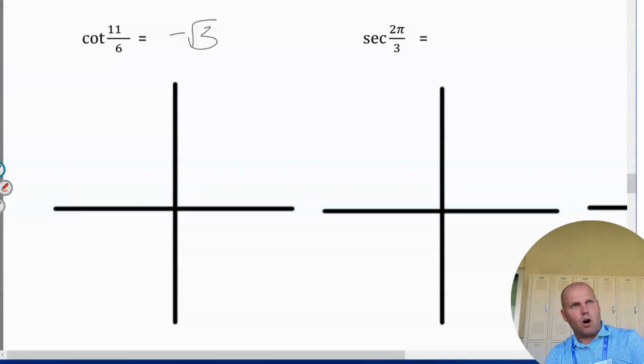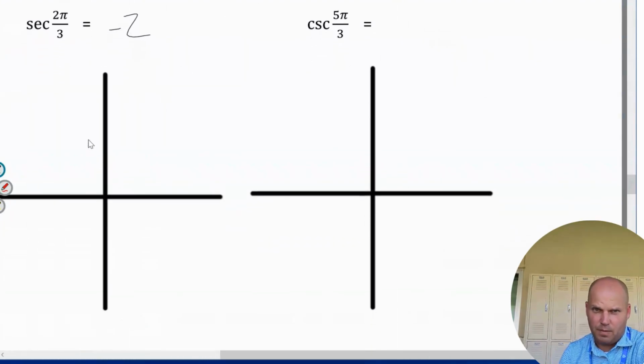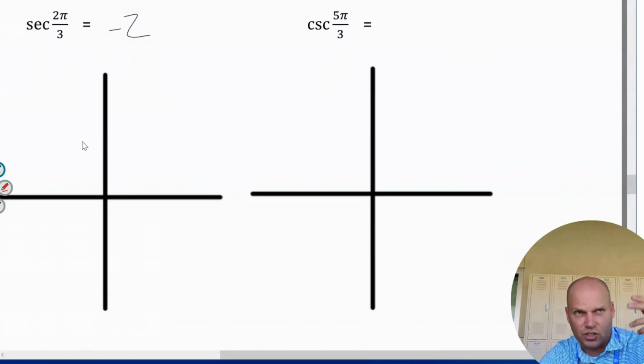2 pi over 3, I'm going to go all the way over to pi. I'm going to subtract a pi over 3. Secant's the reciprocal of cosine. Cosine is this negative a half because it's the tall one. Cosine's the shorter. So I'm going to flip that. I'm going to get negative 2. I literally have to do this in my brain if I have this problem. I don't have any of these memorized. This is all just like thinking.